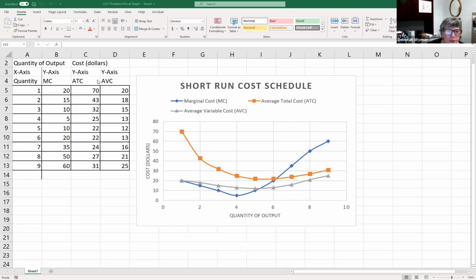And so you can also look over here, like where's your closest thing, right? Your lowest marginal cost is 5, and your lowest average total cost is 22, and your lowest average variable cost is 12. So you're going to be somewhere between 4 and 5, which would be your maximum or your most efficient use of your funds, somewhere in here.